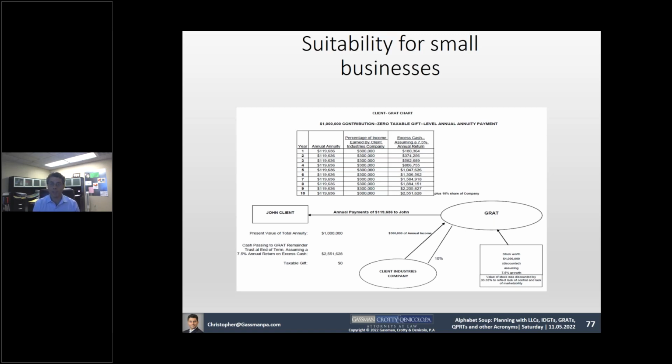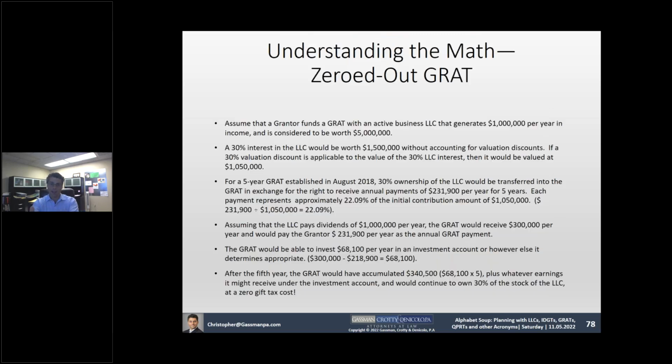They funded it so that the present value of the payments back to them was equal to what they put into the trust, meaning that there was no reduction of the client's estate tax exemption. So a very useful tool here, and that type of GRAT is called a zeroed out GRAT. I have some more detail here for one we did several years ago.